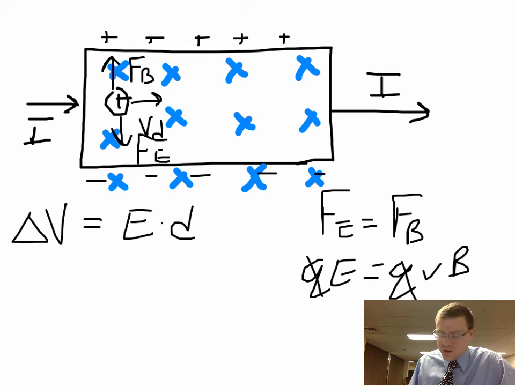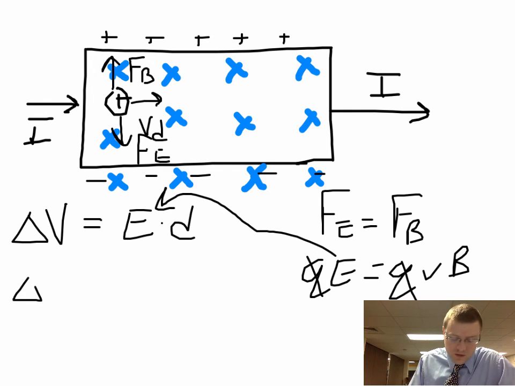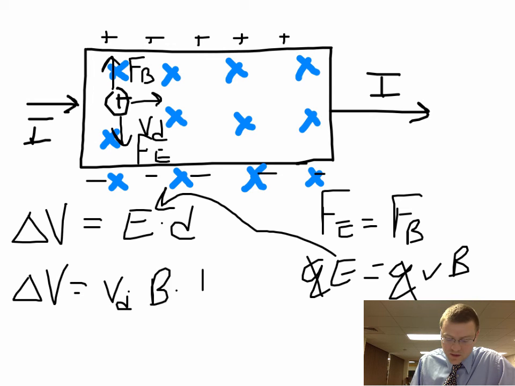So I could get rid of the Q again and solve for my electric field to put into my potential equation. So my voltage then would become this. It would be drift velocity times magnetic field times the distance of separation. And the distance of separation here would just be the width of my piece of metal.